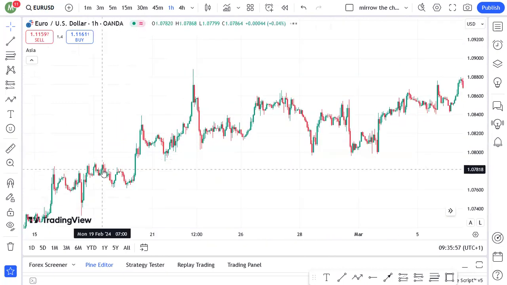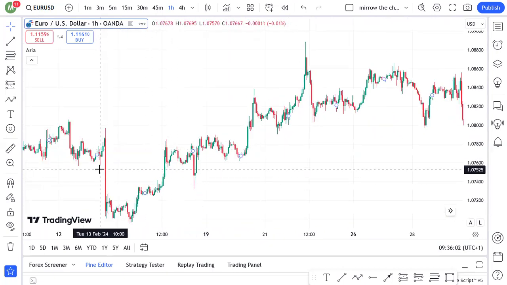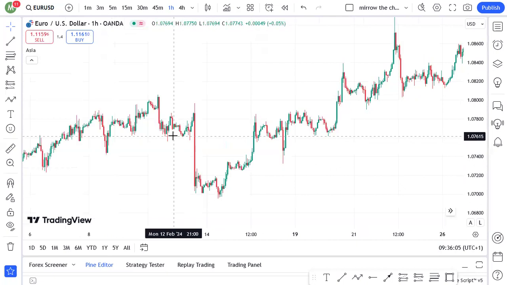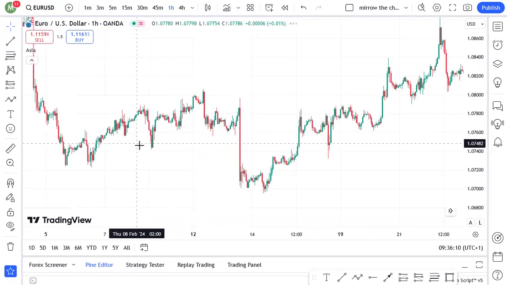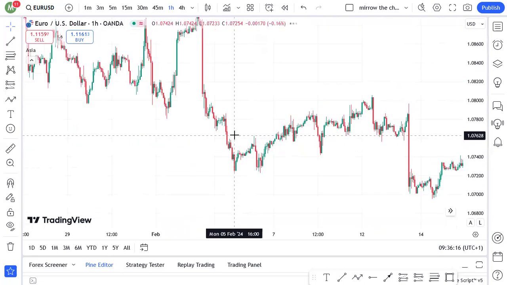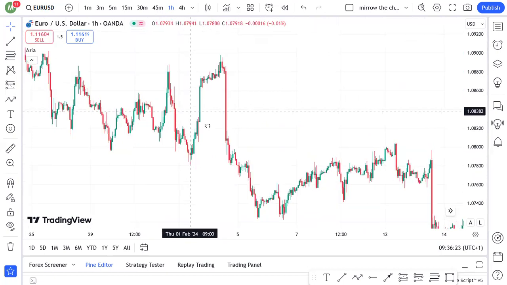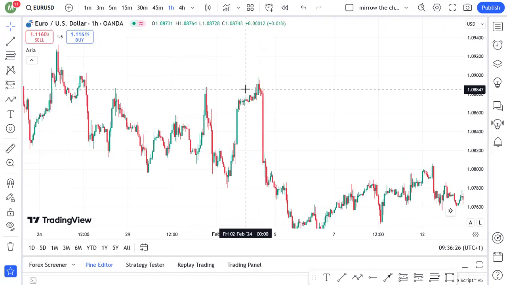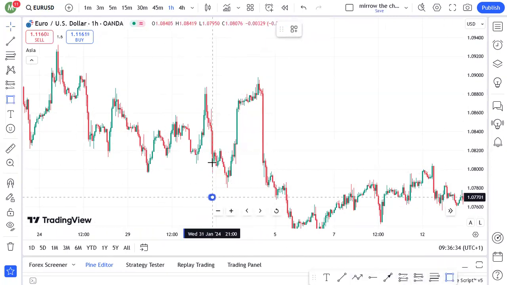Okay, now let's use February. Let's backtest from February and see how this system has been performing and see if it is reliable. This is February. If February started here, let's mark it down. February started here.